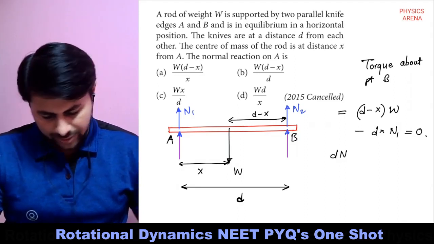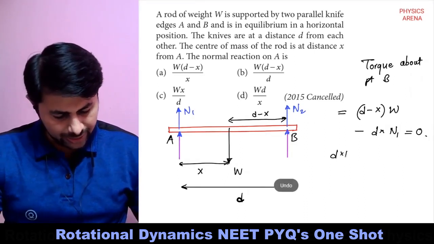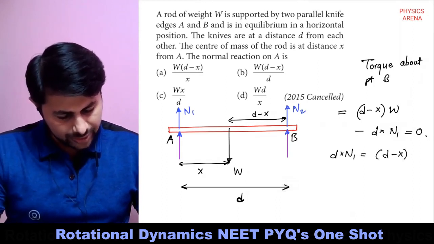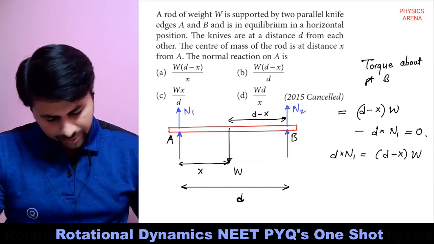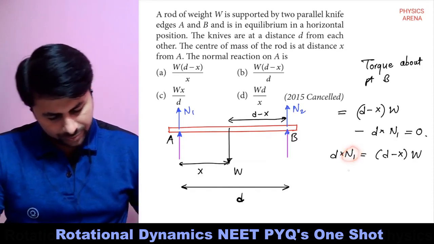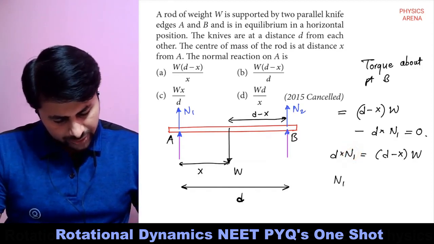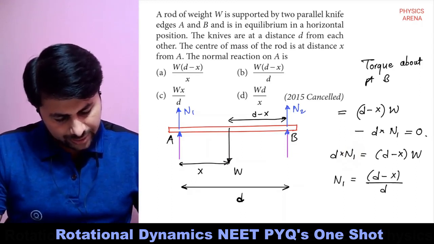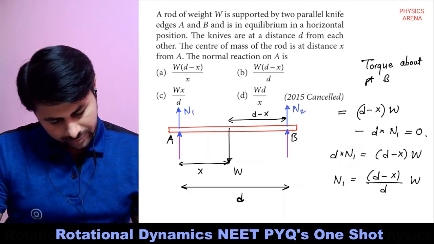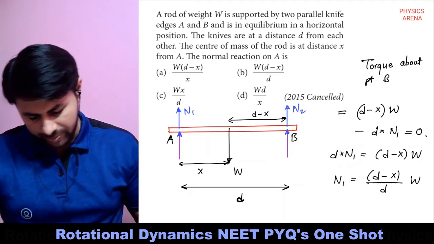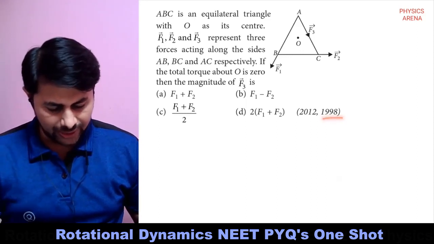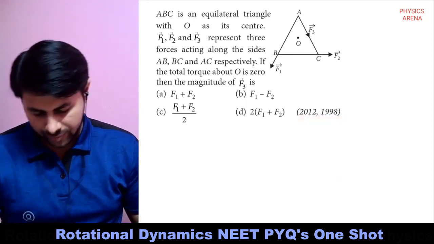So we get D times N1 is equal to D minus X times W, and we want N1 only. So N1 is just equal to D minus X divided by D times W. Okay, so option B is the answer. Yeah. So this question is repeated in 1998, 2012.